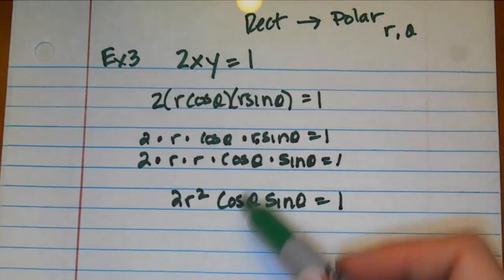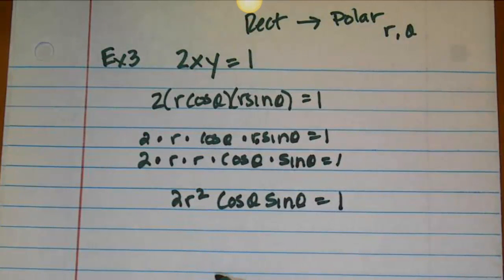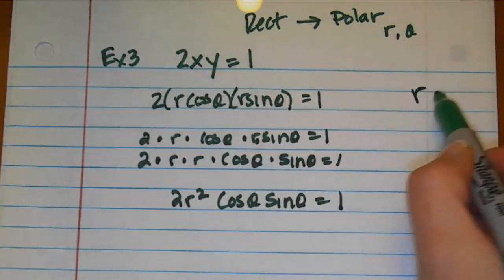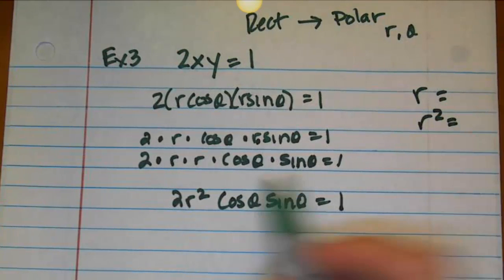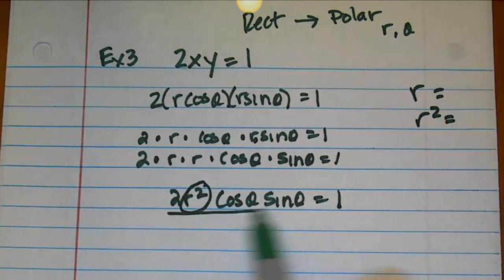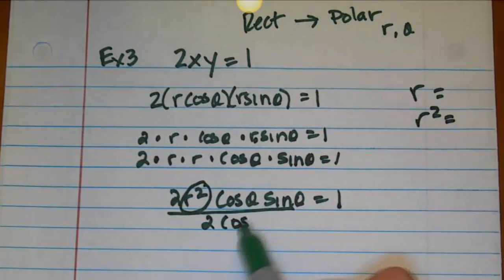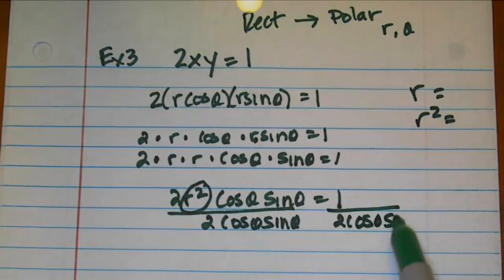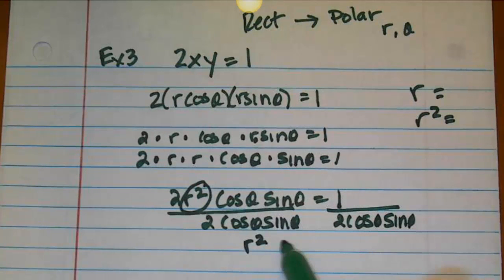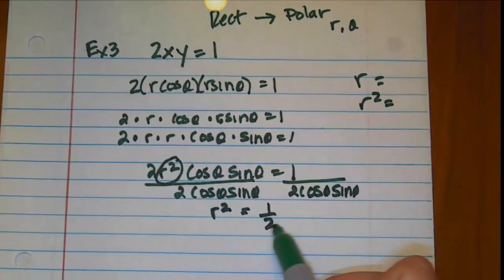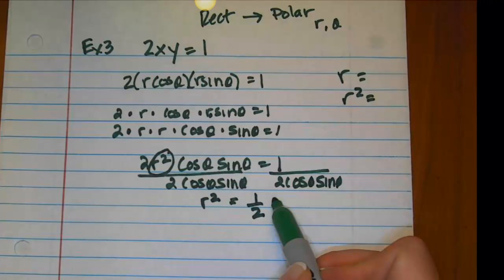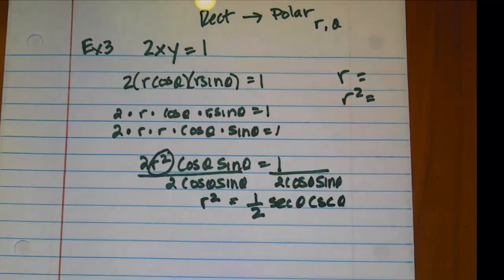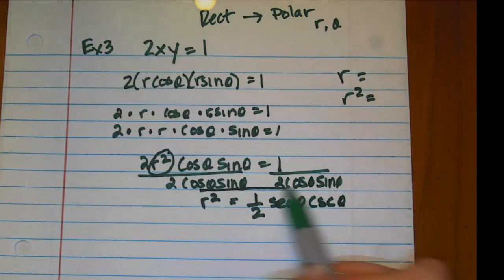Now, this is one of those situations, and I even talked to Mr. Townsend about this, where you can leave your answer in terms of r equals or r squared equals. So to isolate the r squared, I'm going to divide both sides by 2 cosine theta sine theta. So r squared is equal to 1/2. The reciprocal of cosine is secant, and the reciprocal of sine is cosecant. Okay, so this would be my final algebraic answer.